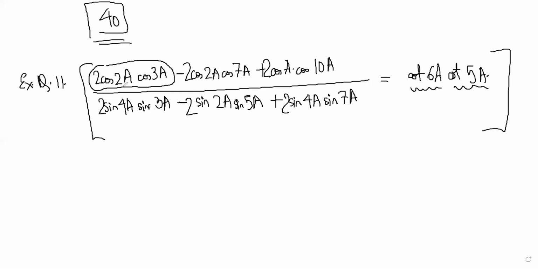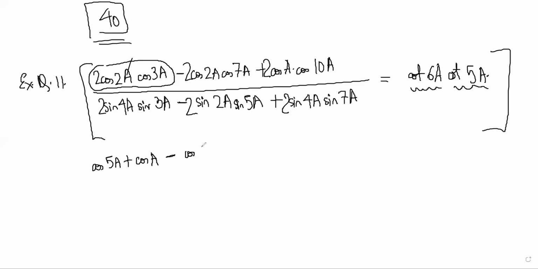So 2 cos A, cos B and all, what will you say? You will say cos A plus B plus cos A minus B, right? Yes, and cos A minus B, cos 5A, plus cos A plus B. Because cos of 2A minus 3A will be cos minus A, which is the same as cos A. You know that, right? Cos minus theta is the same as cos theta. Yes, sir.